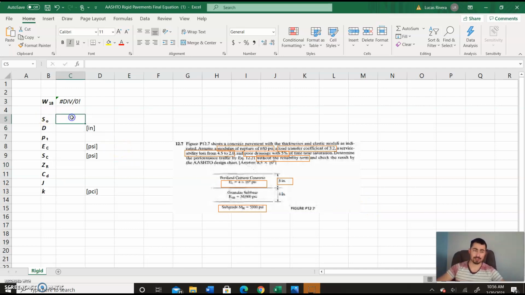Okay, starting with S naught, the standard deviation. In the lectures, Dr. Cortez gave us those, and it's just 0.39. It's empirical. The depth of the pavement is given right here as 8 inches. PT is the terminal serviceability, and then there's major highways and less critical loads.